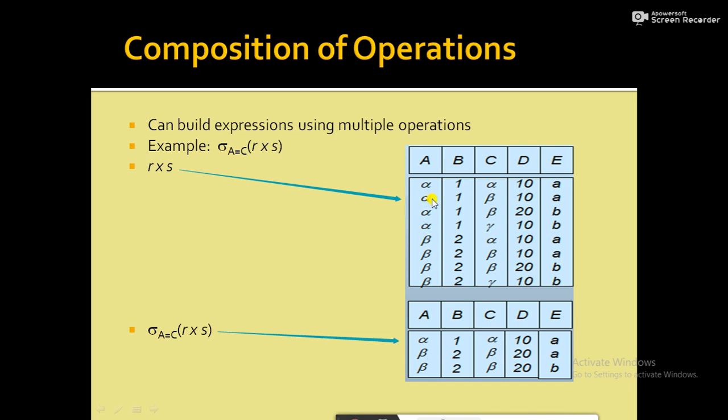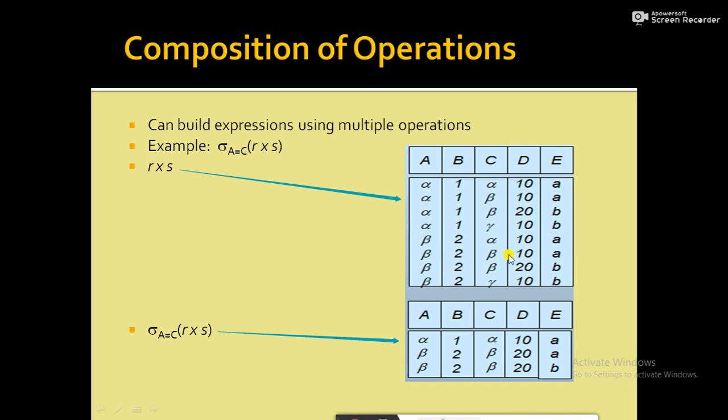Next tuple, the value of A is alpha, value of C is beta. This is not equal, so this record is not going to be selected. Again, the third record is not going to be selected because the value of A is alpha, value of C is beta. So the next one is also not going to be selected. This one will not be selected, but this record, value of A is beta, value of C is beta, so this record will be selected.